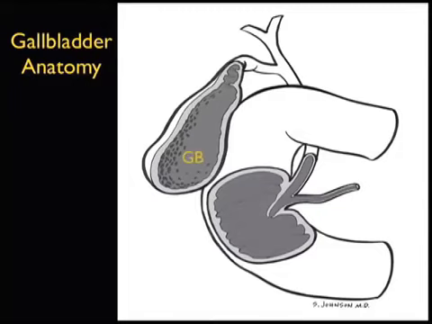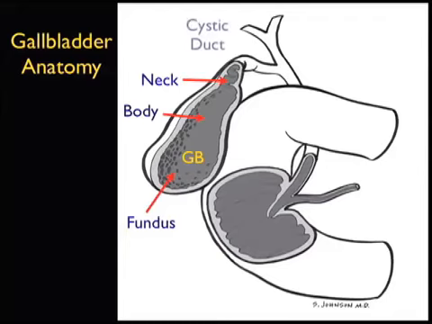Here's an illustration reviewing the anatomy of the gallbladder and biliary tracts important to bedside sonography. Here we see the gallbladder shaped as a pear-like structure, and we see the parts of the gallbladder: the upper fundus, the intermediate body, and the neck of the gallbladder towards the top of the image.